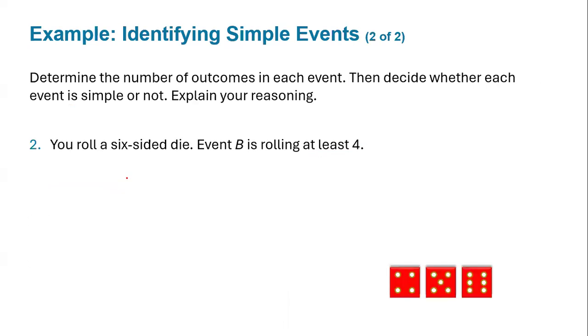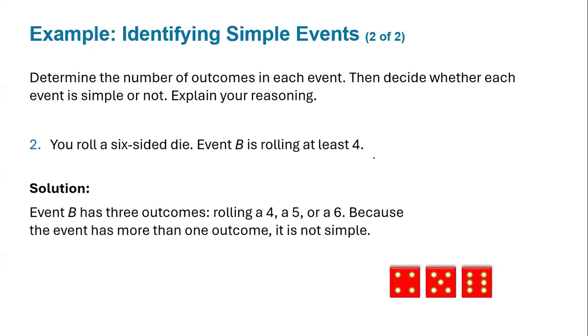Next example, it says you roll a 6-sided die and event B is rolling at least 4. So if you want to write all the outcomes in event B, at least means minimum. Minimum must be 4. That means it can be 4 or more. And all the numbers on the dice that are 4 or more are 4, 5, and 6. So event B has 4, 5, and 6. So it has 3 outcomes. Is it a simple event? No, it's not simple.